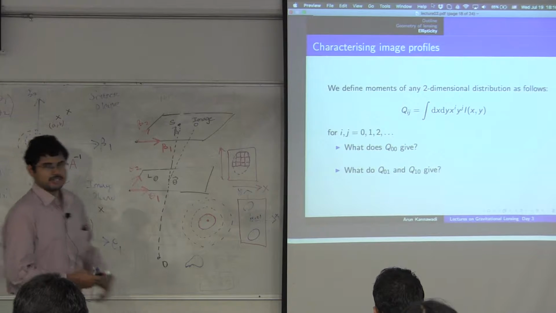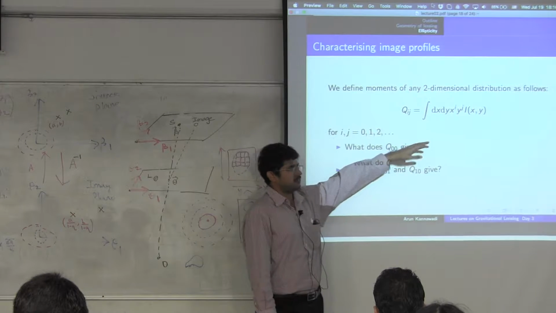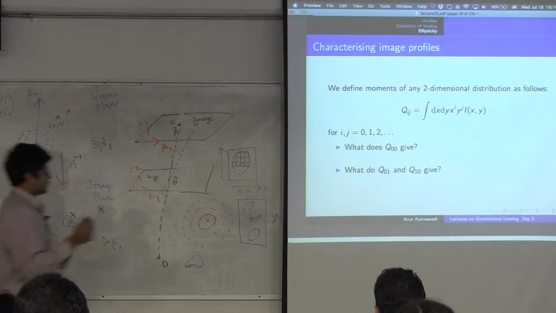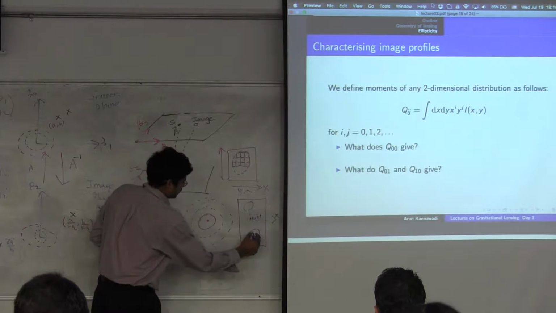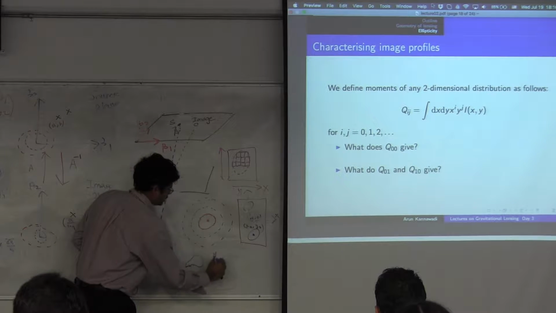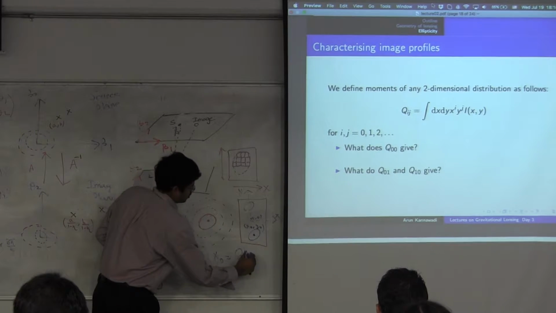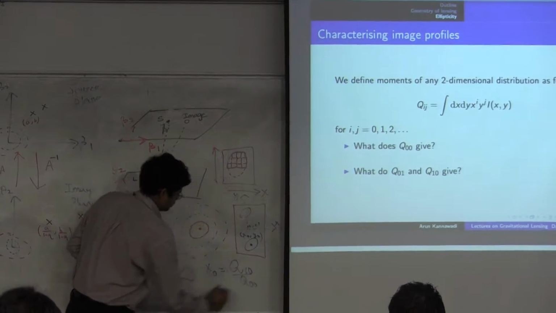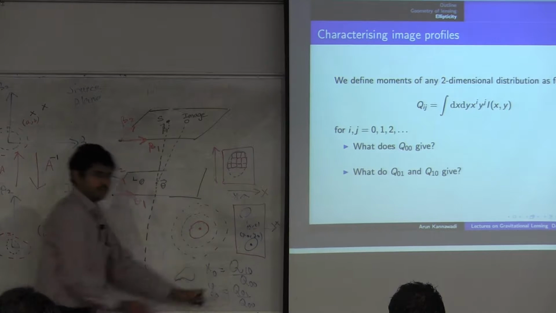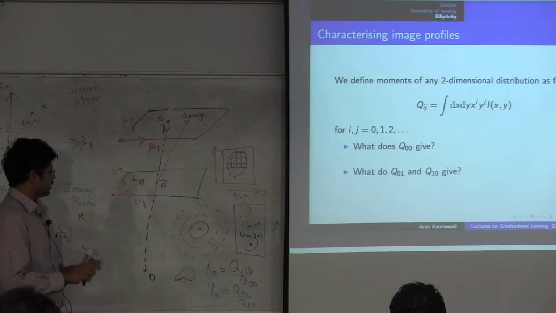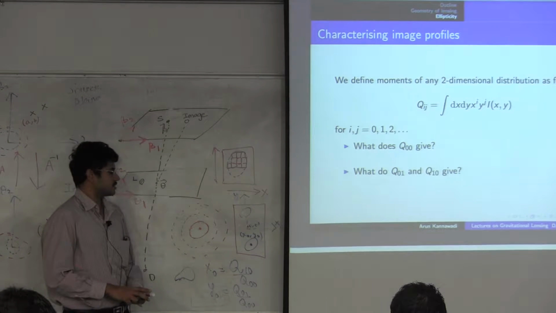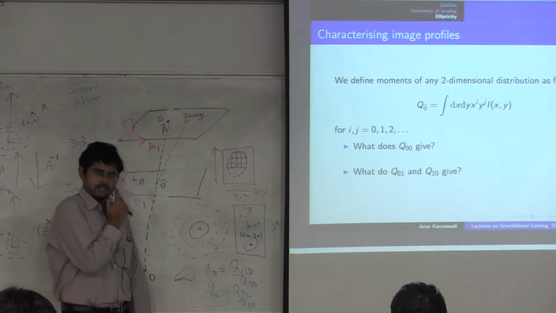Yes. Because Q10 can change if the brightness of the galaxy itself changes. So typically, this is the position of the center of the galaxy, x0 and y0. x0 would be defined as Q10 divided by Q00, and y0 will be Q01 divided by Q00. You have to divide by Q00 to take into account that this quantity can change if the flux changes, if the total brightness changes. But x0 and y0 shouldn't change.